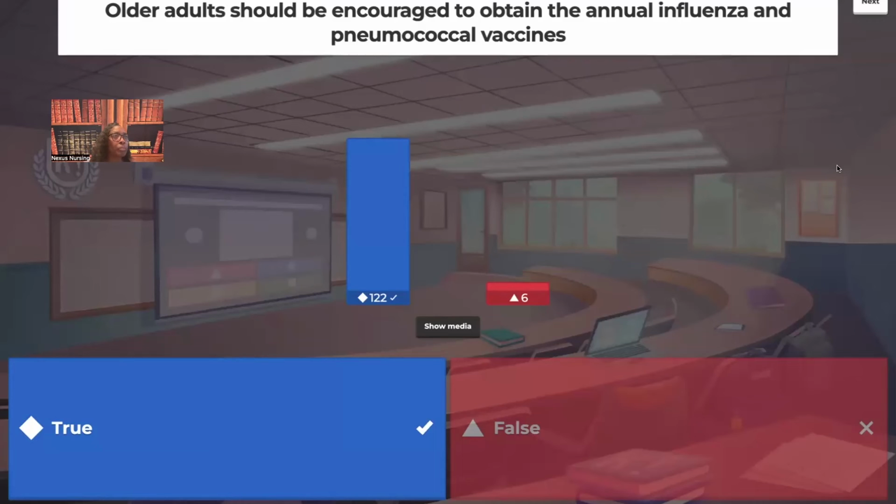Any patients with autoimmune disorders, patients with sickle cell anemia, any patient who is at high risk, they need to be the first ones in line getting their flu vaccine and the pneumococcal vaccines. I think there are two more questions on this Kahoot. We're almost done.